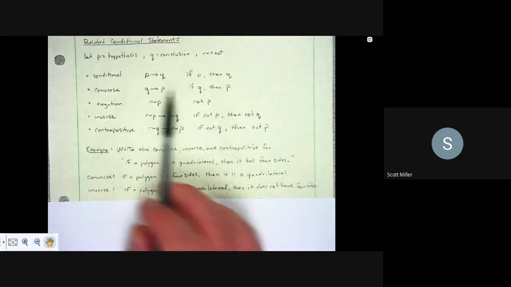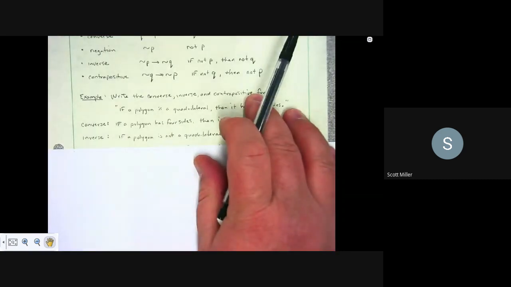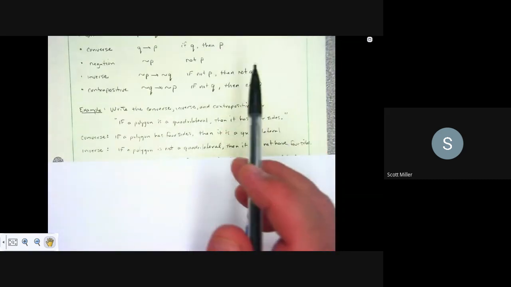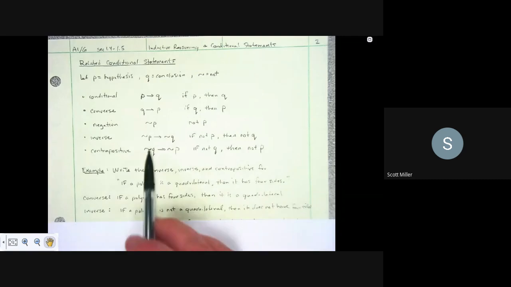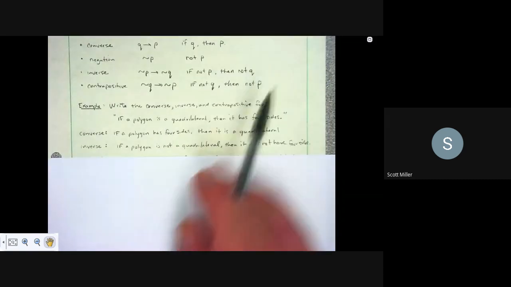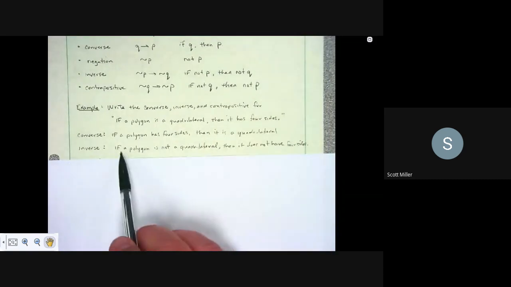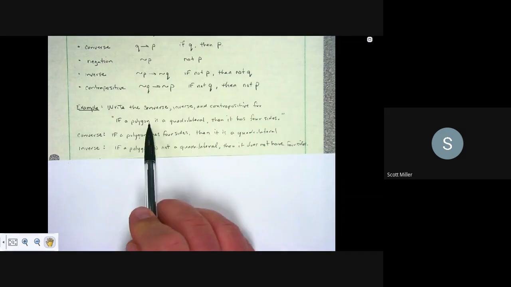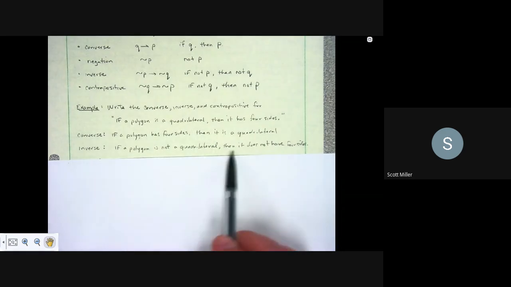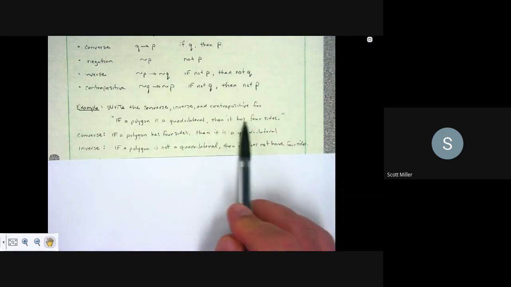Okay. The inverse. The inverse, again, is the opposite or negates the converse. I'm sorry, it negates the conditional. So we're just going to put the word not in there. If a polygon is not a quadrilateral, see we just put not in this one, then it does not have four sides.